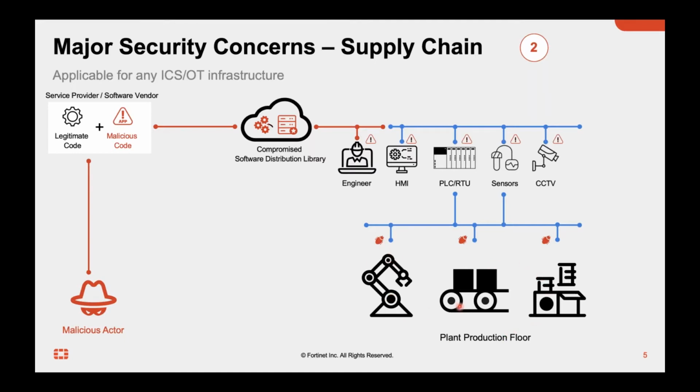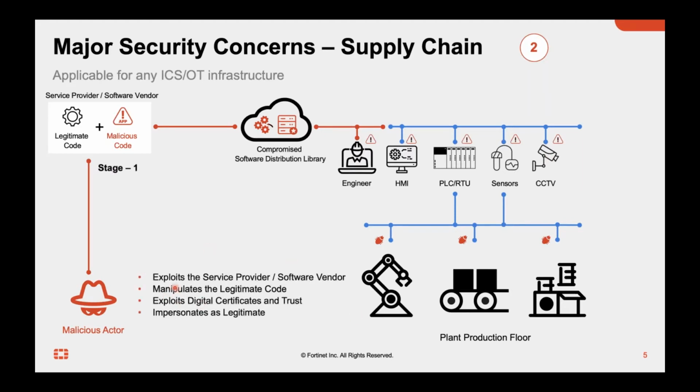So these systems, once they did not have any vulnerabilities, now they got vulnerabilities because of the action from this innocent engineer who just downloaded this compromised software distribution and published it into the system. And what really happens as part of stage 1, the malicious actor exploits the service provider and software vendor here, manipulates the legitimate code with the malicious code, exploits the digital certificate and trust. So it looks to the engineer like legitimate code. The engineer downloads that library and then publishes it in the system. And the code basically impersonates legitimate software in these systems.